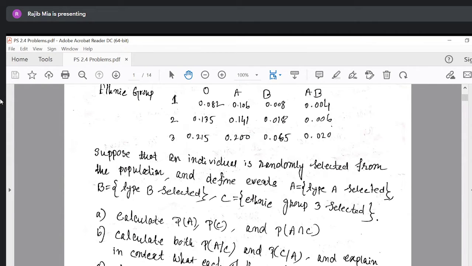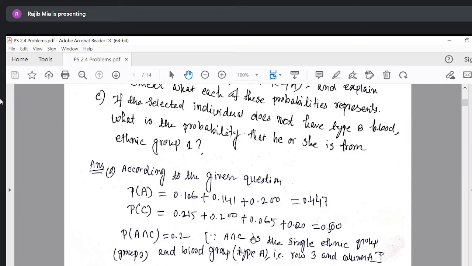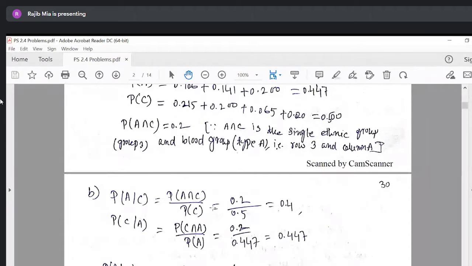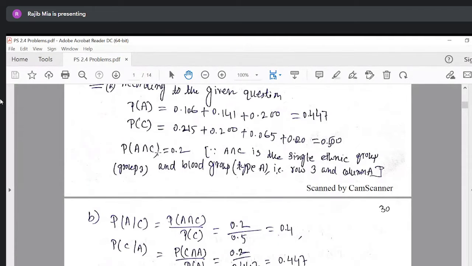Probability of A given C. How to calculate it? Just use the definition of conditional probability. Probability of A given C equals probability of A intersection C divided by probability of C. We have already found probability of A intersection C is 0.2 and probability of C is 0.5, so this is 0.4. And probability of C given A is probability of C intersection A divided by probability of A, that is 0.2 by 0.447.